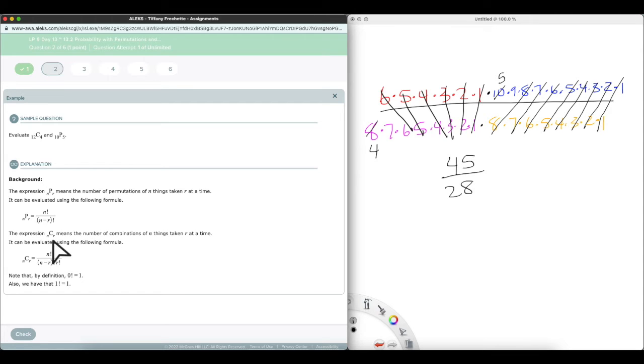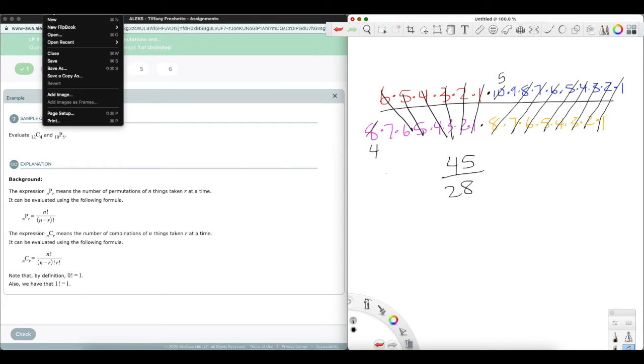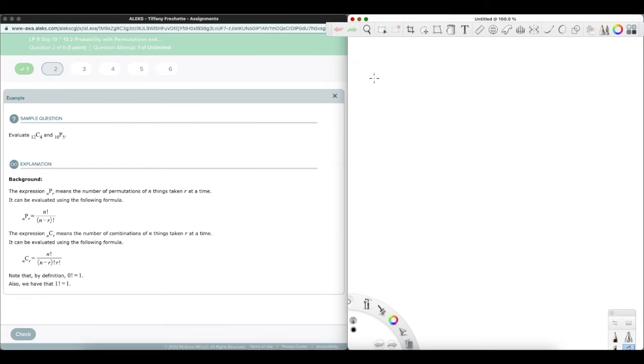So the expression is the permutation. It means the number of permutations of n things taken r at a time. So it's just giving us very quick numbers when it's written this way. It can be evaluated using the formula: the number of things, so the factorial, divided by the number of things minus the r at a time, and then the factorial of that. So let's go ahead and write these out because we do want these formulas. So I have nPr, so that's going to be the factorial of n over n minus r factorial.